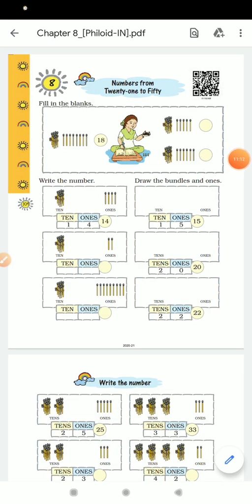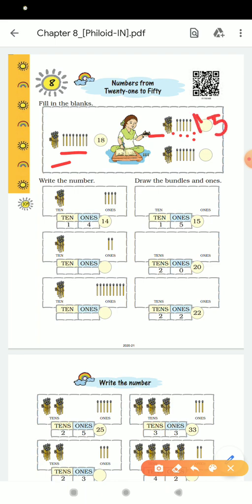So here are the girls with matchsticks. This is a bundle of 10 matchsticks, and here 8 separate, so it becomes 18. 10 plus 8 is equal to 18. Now again one bundle of 10 matchsticks, and count the separate matchsticks. 1 2 3 4 5. So 10 plus 5 is equal to 15.